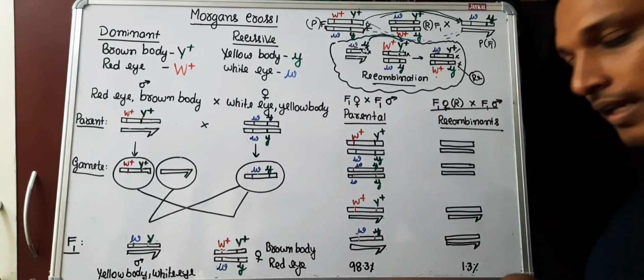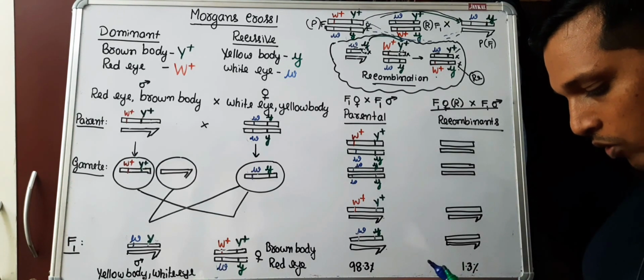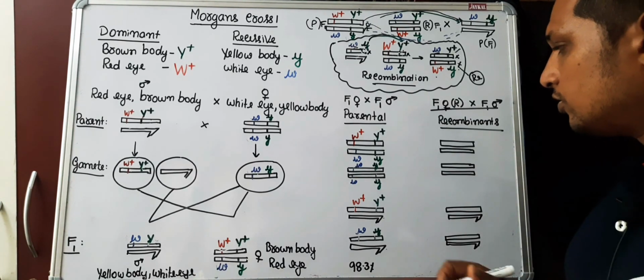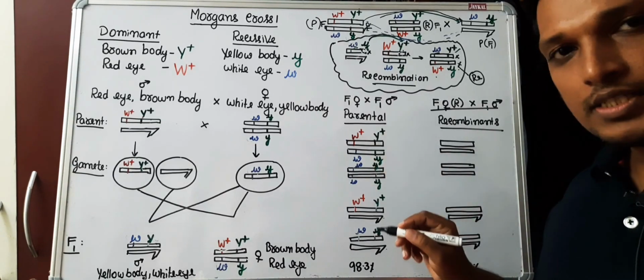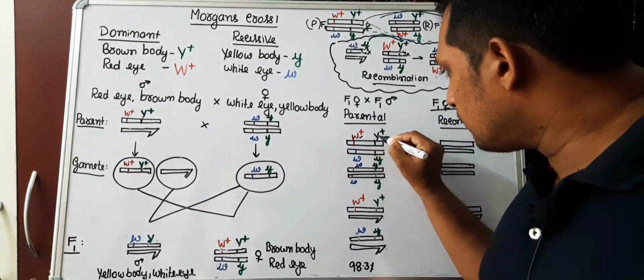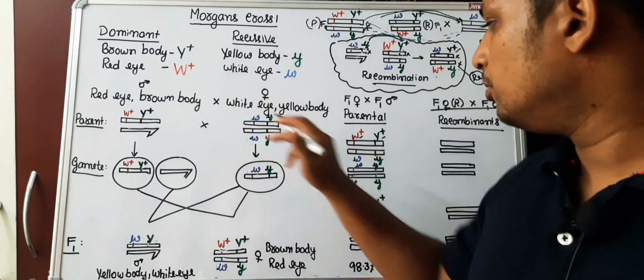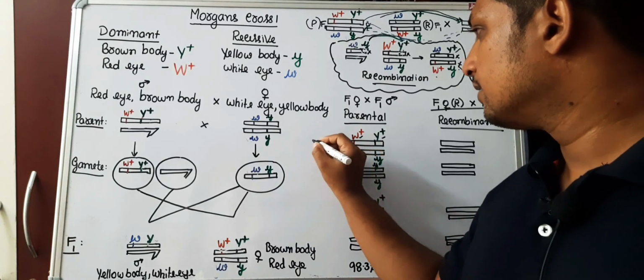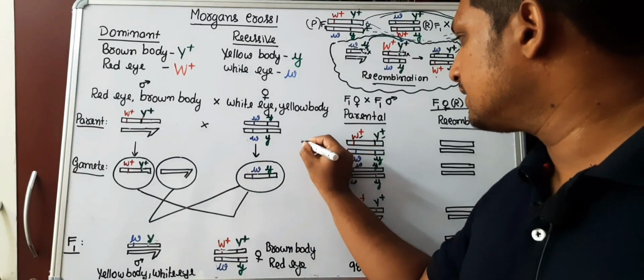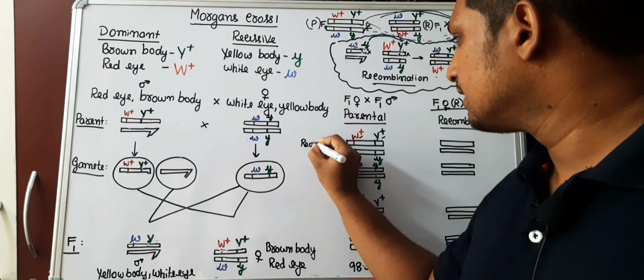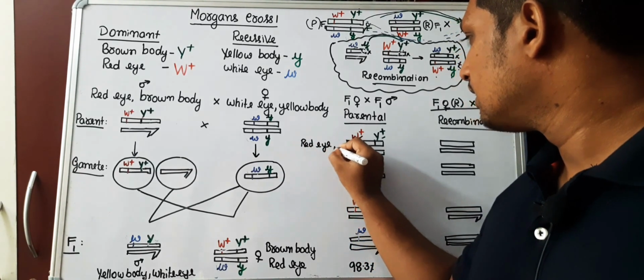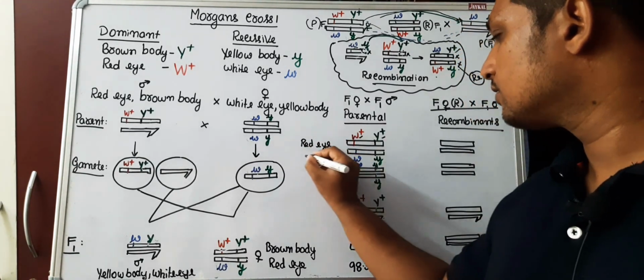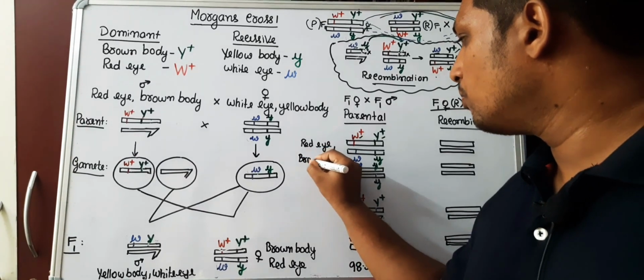Now let us check the phenotypes which are formed. What kind of phenotypes are those? In the first case, W plus is there, Y plus is there. W plus is the dominant character, so the individual formed is red eye. Y plus is there, so red eye, brown bodied.